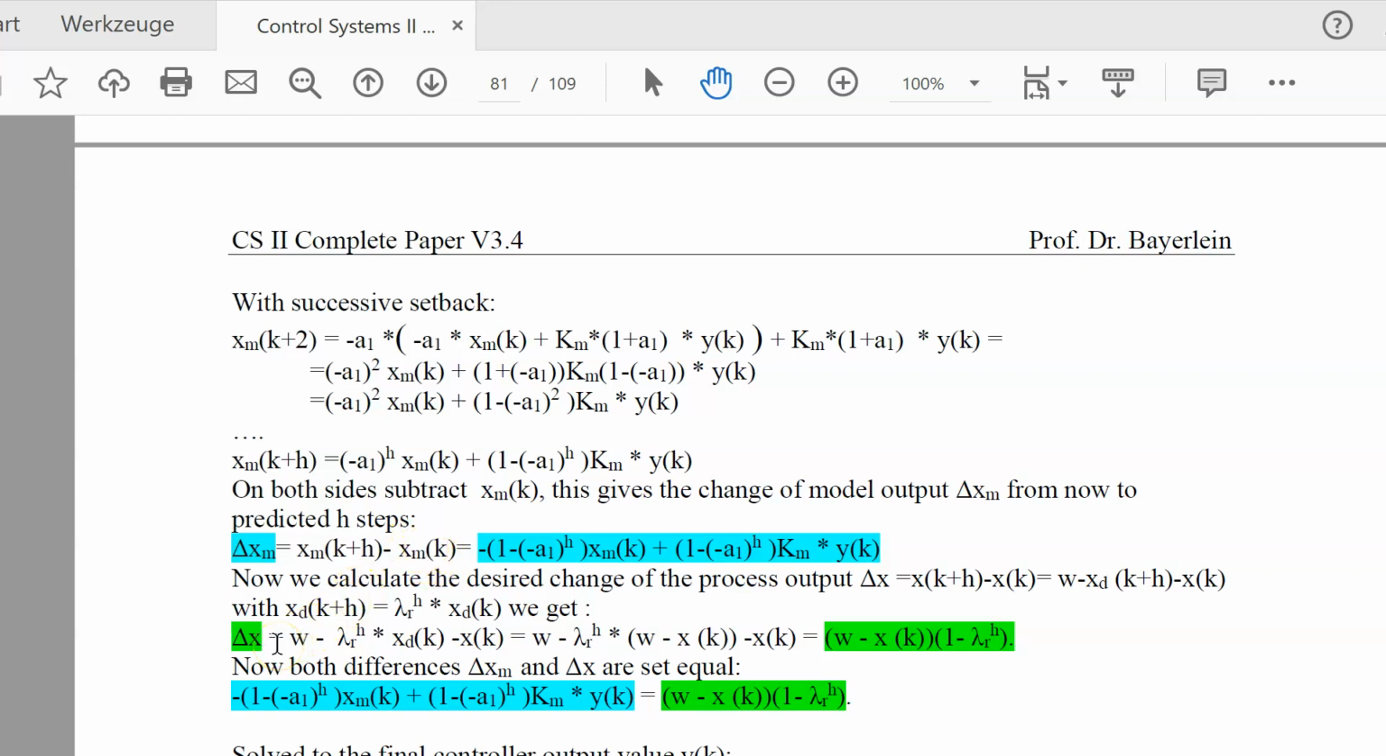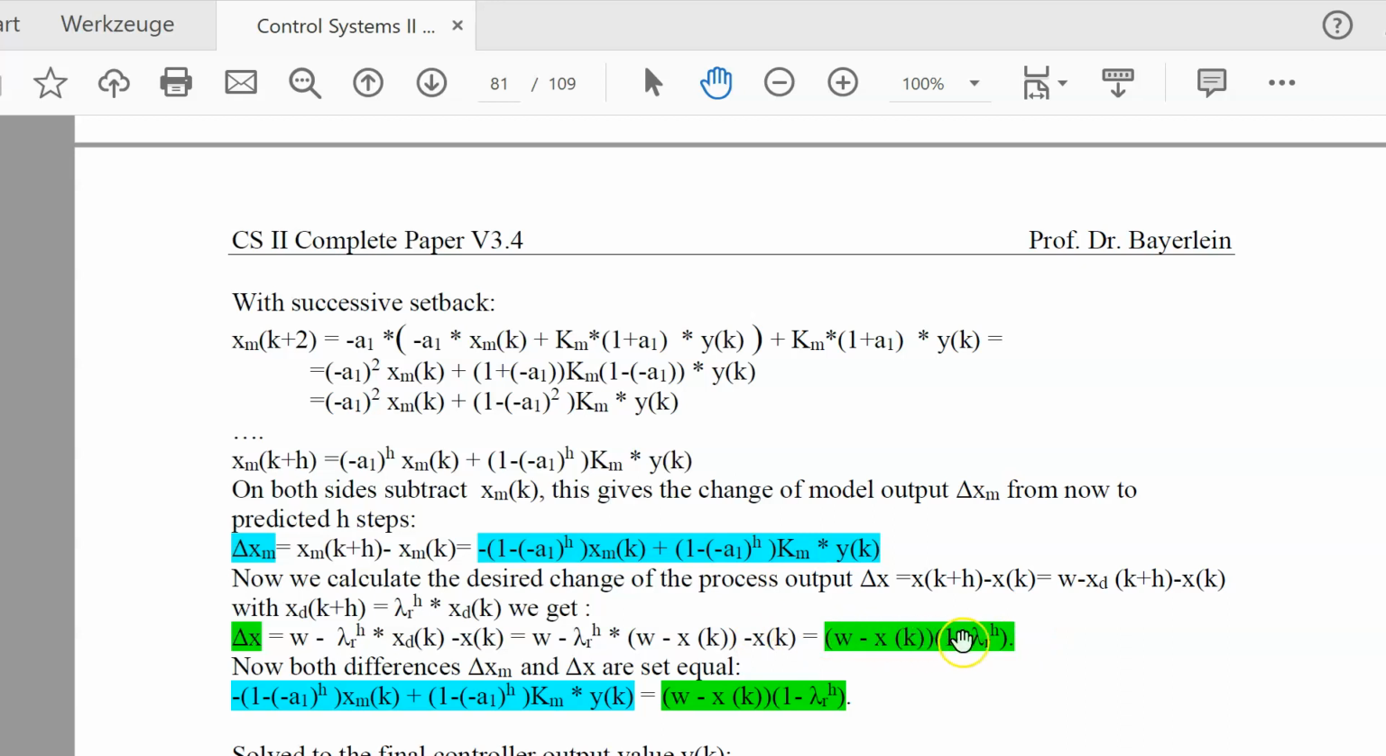Okay, the same I can do with the previous equations, where I want to also have the change of the process output. I have to convert this into the control difference expression. Control difference is desired value W minus actual value X. So with this replacement, in this equation, this control difference goes down with the lambda h factor. We can convert the process change from now to future into this equation.